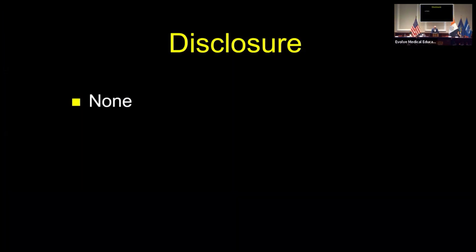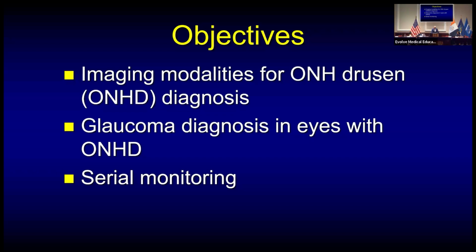So the question really becomes one of several topics. And what I'll try to do is discuss specific modalities for uncovering the diagnosis of optic nerve head drusen, and how to establish the diagnosis of glaucoma then in eyes with coexisting optic nerve drusen, and what to do about treatment and monitoring for further progression.